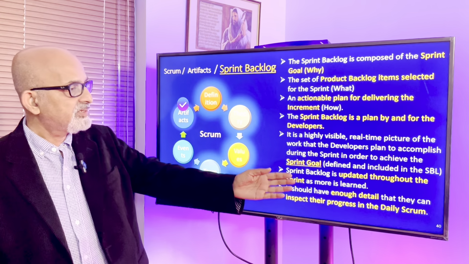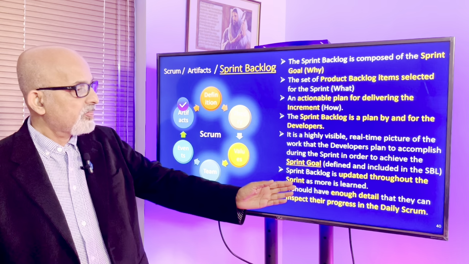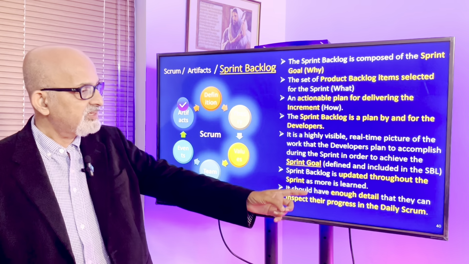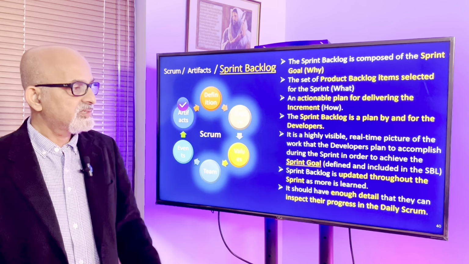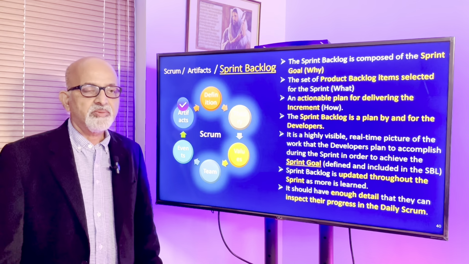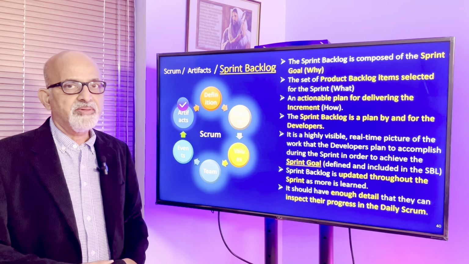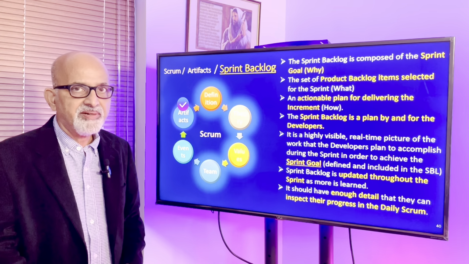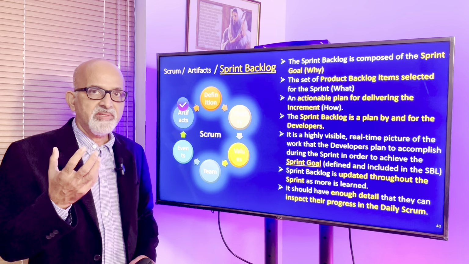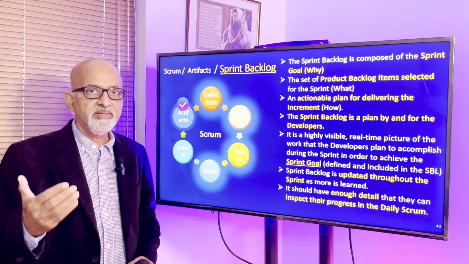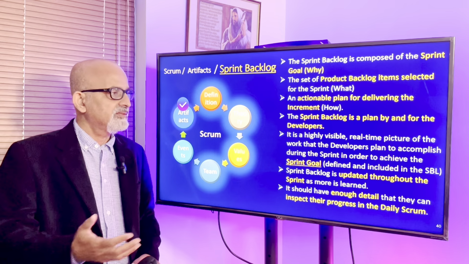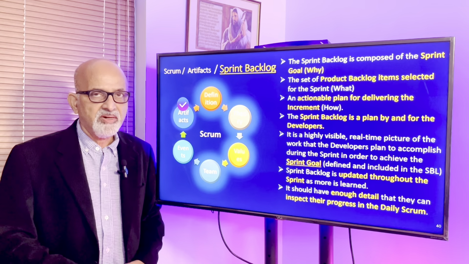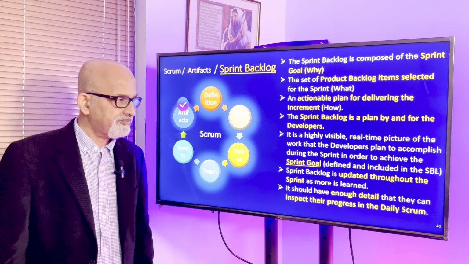Sprint backlog is updated throughout the sprint as more is learned, and it should have enough detail that they can inspect their progress in the daily Scrum. So we're talking about empiricism. So even within the sprint, we should quantify things so that we can measure the progress against the plan. The commonly used tool here is the burn down chart, the sprint burn down chart.